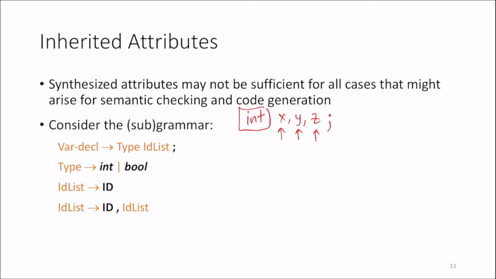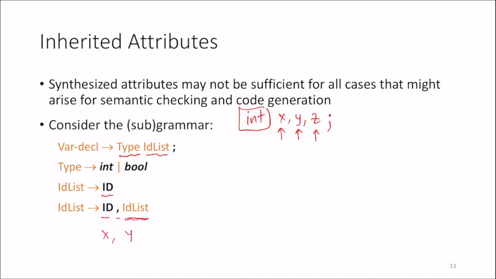So let's consider this particular grammar. We can see that it is able to generate a comma separated list of identifiers, because it first generates a type and then generates a series of comma separated identifiers using ID list. ID list can either be a single ID or it can be an ID with a comma followed by an ID list, right?